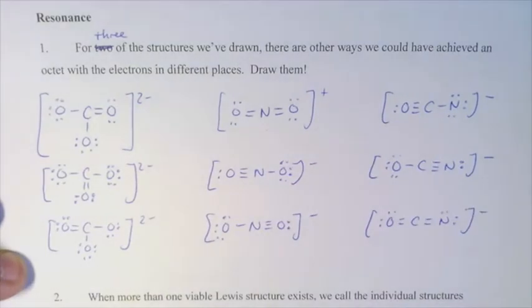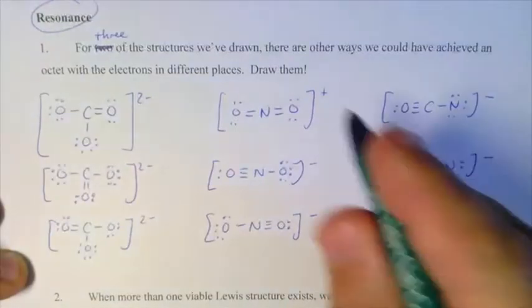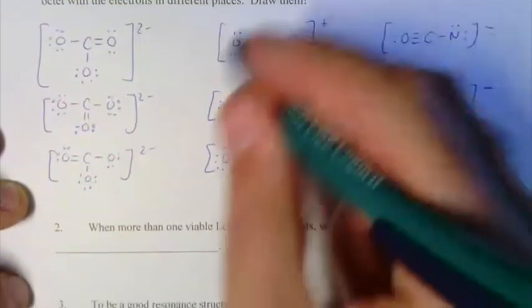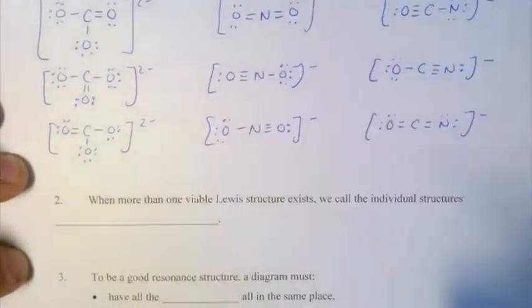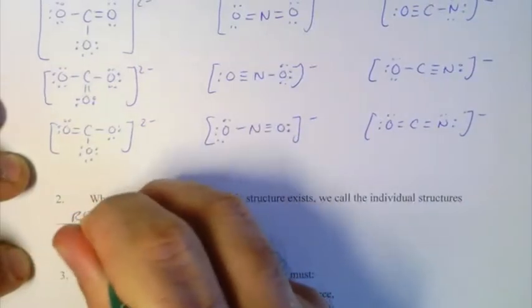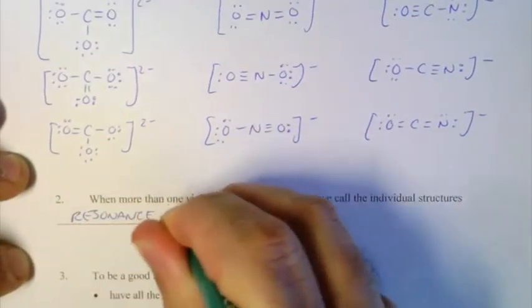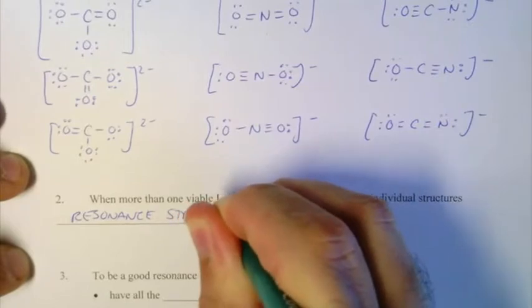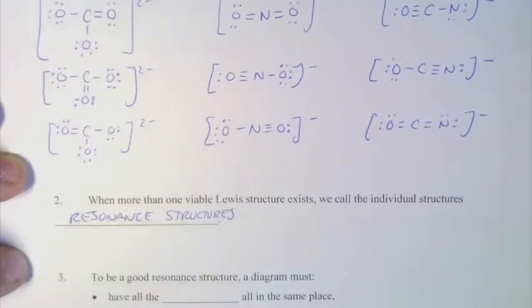Now, what we're observing here is a phenomenon known as resonance. And so we would say that these structures for the carbonate ion, this group right here, or these structures here, are a group of resonance structures. Apparently that line needs to be longer.